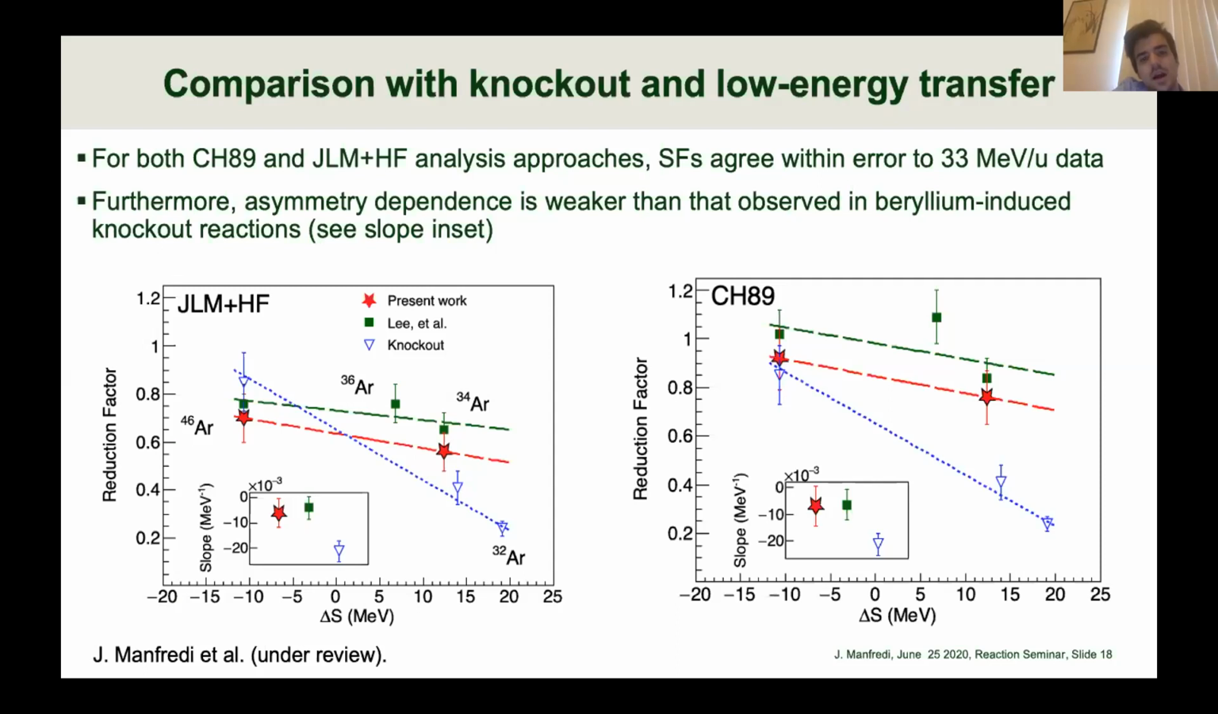And you can see that in both approaches, the present work given by red stars agrees with the lower energy measurement, 33 MeV per nucleon, the green points within uncertainty. And furthermore, the asymmetry dependence for both of those individual transfer measurements with both of these approaches is weaker than what you observe with the beryllium-induced knockout. And you can see that in inset plots for both of these, the slope parameters of these linear best fits.